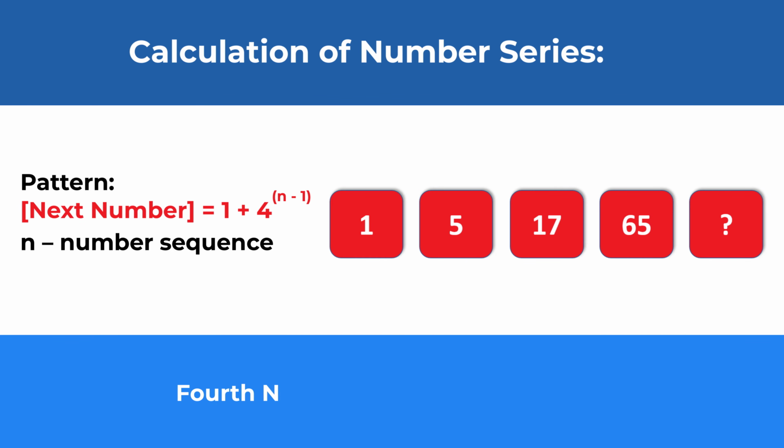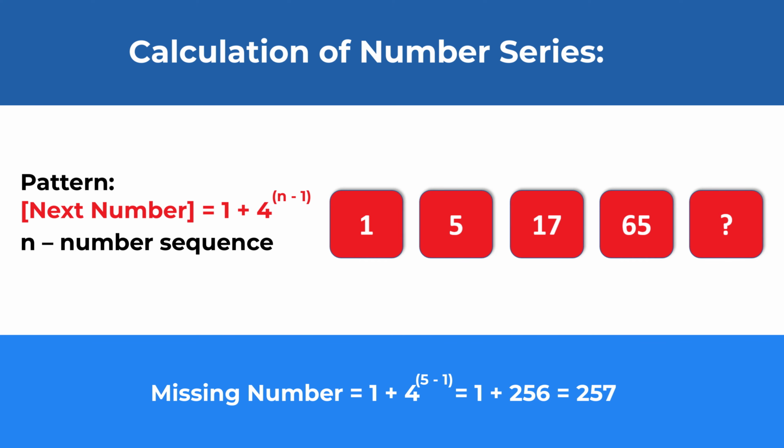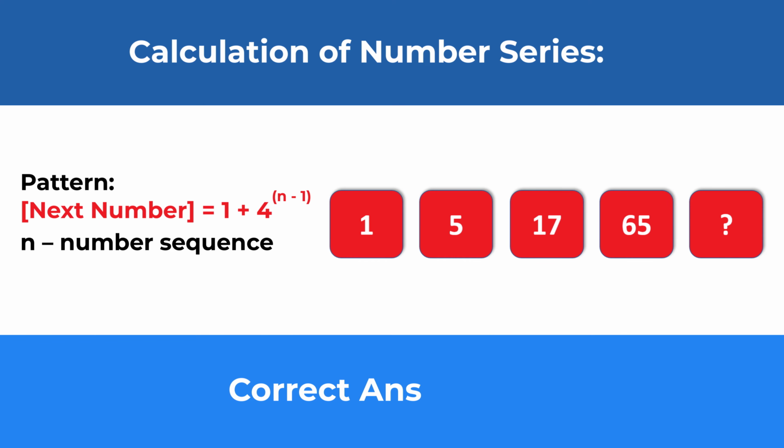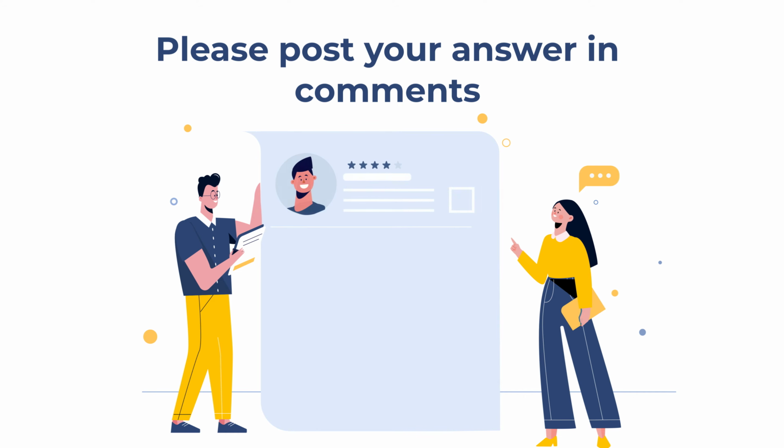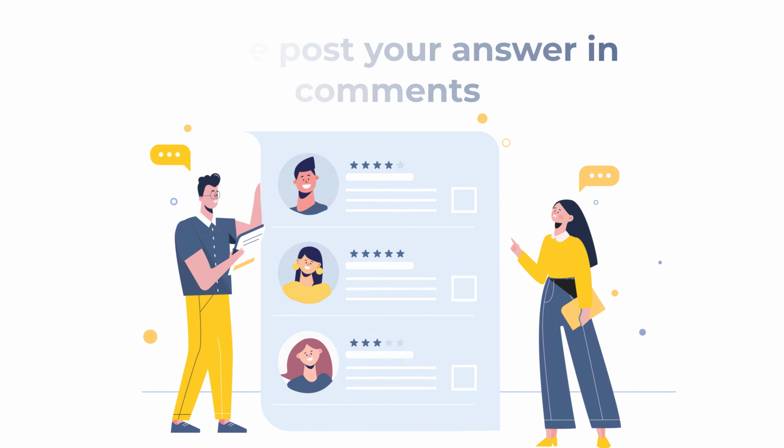Fourth number is calculated as 1 plus 4 in the power of 4 minus 1, which equals 1 plus 64 and equals 65. And the missing number is calculated as 1 plus 4 in the power of 5 minus 1, which equals 1 plus 256, which equals 257. So the correct choice here is choice B, 257. Hopefully you've nailed this question and now know how to solve similar problems on the test.